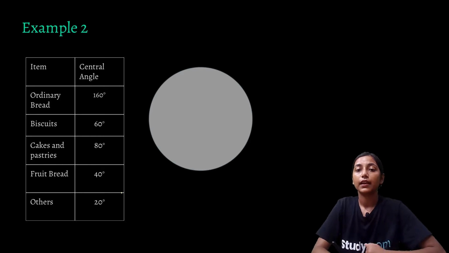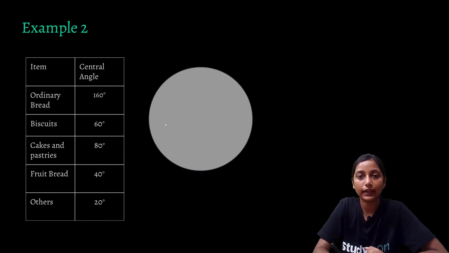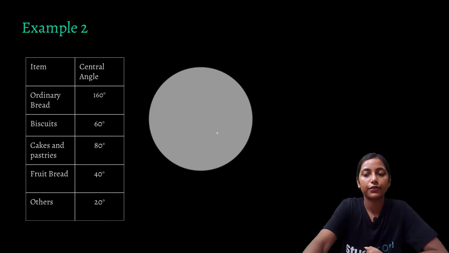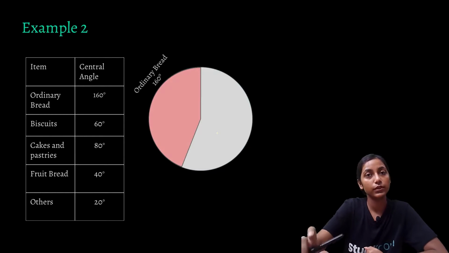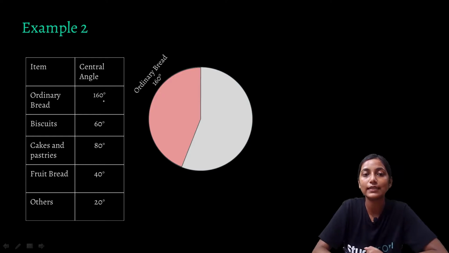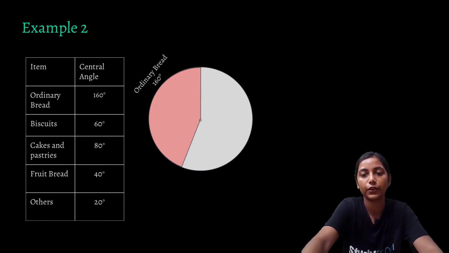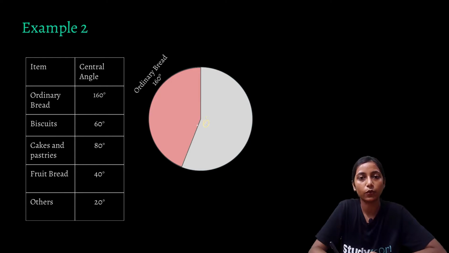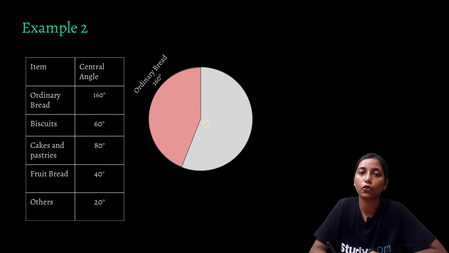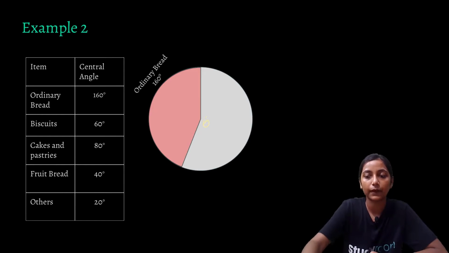Now, how do we form a pie chart? Starting from any convenient radius, you draw a circle. After the circle, you use a protractor to draw a 160 degree central angle. From the center, take it as O, and from O, use a protractor to draw an angle of 160 degrees. This will be for ordinary bread. You give it a color, pink.